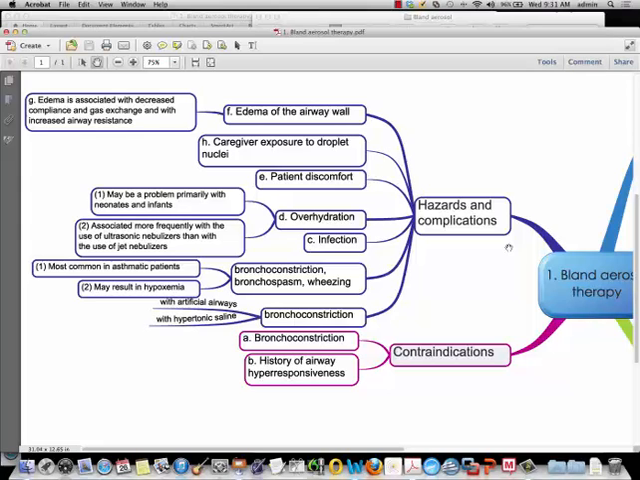Next, caregiver exposure to droplet nuclei. You're the caregiver. You're there working in close proximity with the patient. The patient has aerosol going in their airway, and then that aerosol floats back out when they exhale. If they have a particular lung infection and they inhale and then they exhale, could bacteria have attached themselves to those little droplets of aerosol that are floating out into the room? Yes. Do you want to breathe them? No, I don't want to.